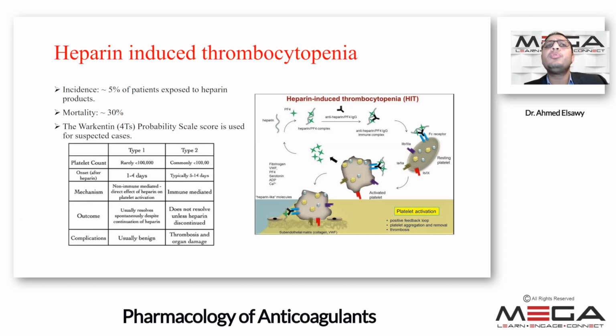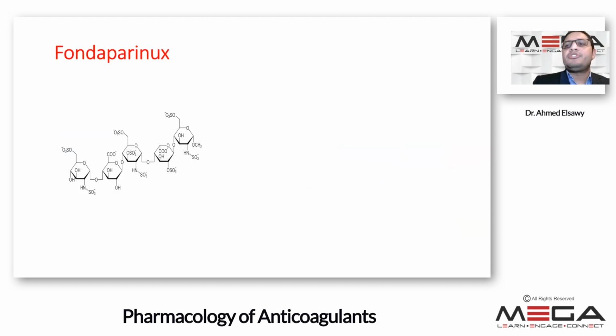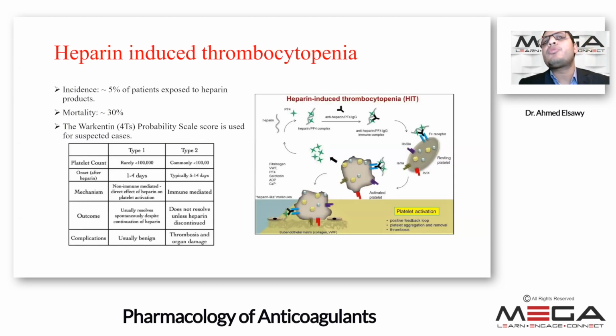So we have type 1 and type 2. Type 1 usually happens 1 to 4 days after starting heparin, but type 2 typically between 5 days and 2 weeks. Type 1 is non-immune, and type 2 is immune mediated. Type 1 is usually benign and you don't need to discontinue heparin, but with type 2 you need to change heparin to other agents like direct thrombin inhibitors or fondaparinux. Back to it, there is a 5T score system that we use to evaluate the probability of heparin-induced thrombocytopenia in each patient.